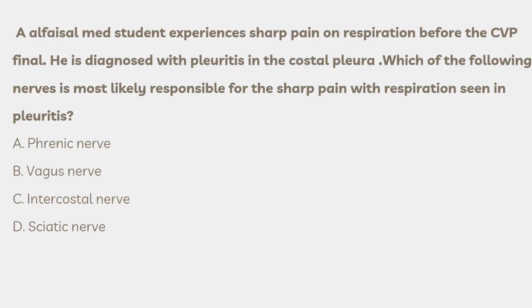Okay, next question. A med student experiences sharp pain on respiration before the CVP final. He is diagnosed with pleuritis in the costal pleura. Which of the following nerves is most likely responsible for the sharp pain with respiration seen in pleuritis? What do you guys think?